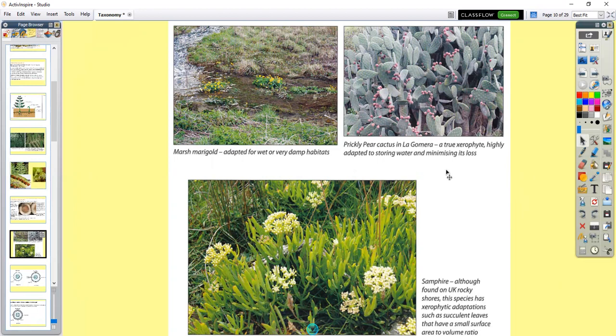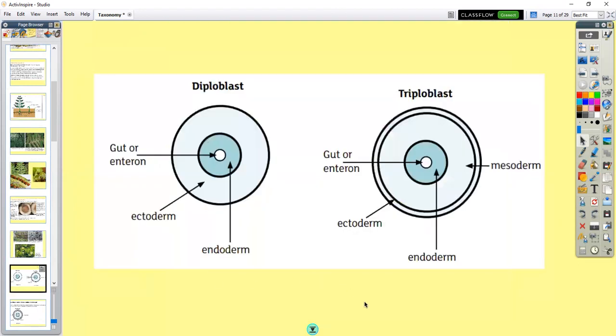Okay, so that covers the plant kingdom. Moving on to the animal kingdom. Animal kingdoms can be divided into animals which are diploblastic. So in other words, they're made up of two layers, which you can see here.